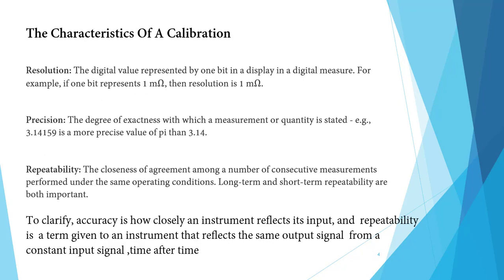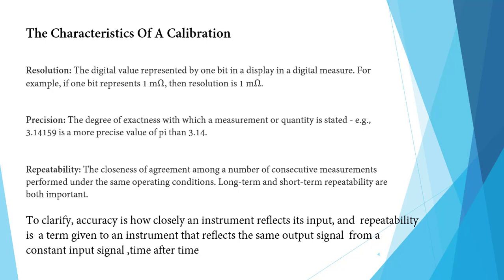Resolution. Resolution means the digital value represented by 1 bit as displayed in digital measure. For example, if 1 bit represents 1 milliohm, then the resolution is 1 milliohm. Precision, for example: pi equals 3.14159 or equals 3.14, but 3.14159 is a more precise value than 3.14.